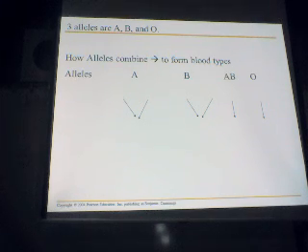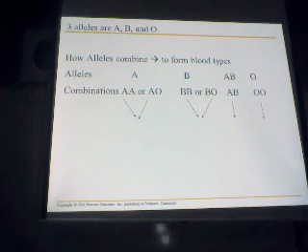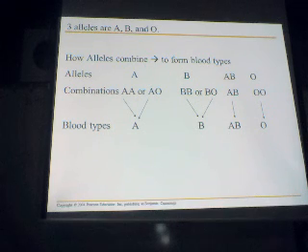So we have our alleles A, B, and O. For AA or AO, we have the blood type A. For the combination of the genotypes of BB and BO, we have blood type B. And for AB, our genotype and phenotype are the same, AB. For type O, our genotype will be OO, and our phenotype is just type O.